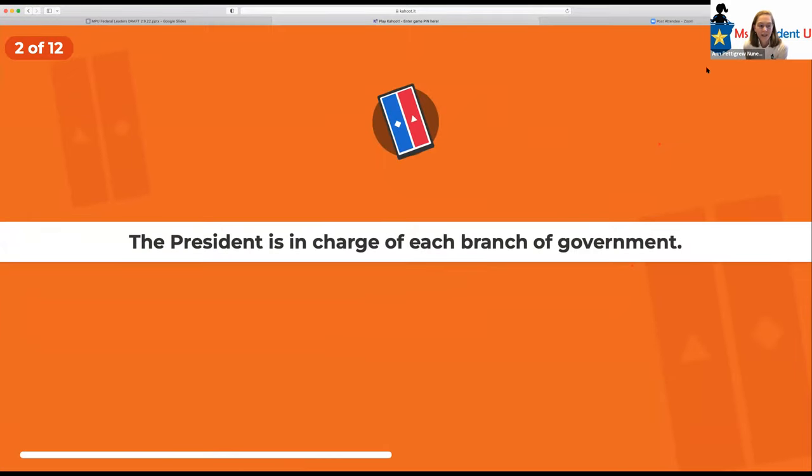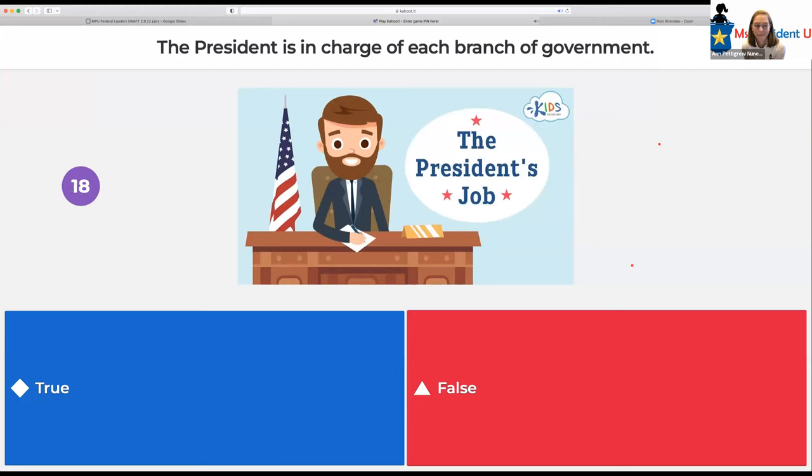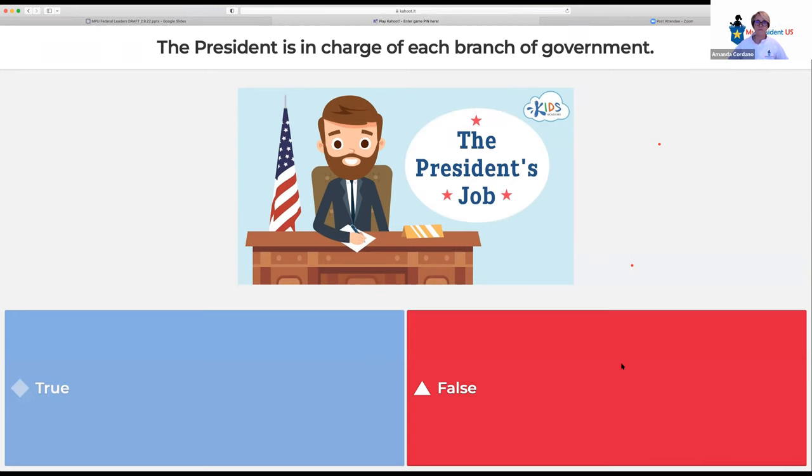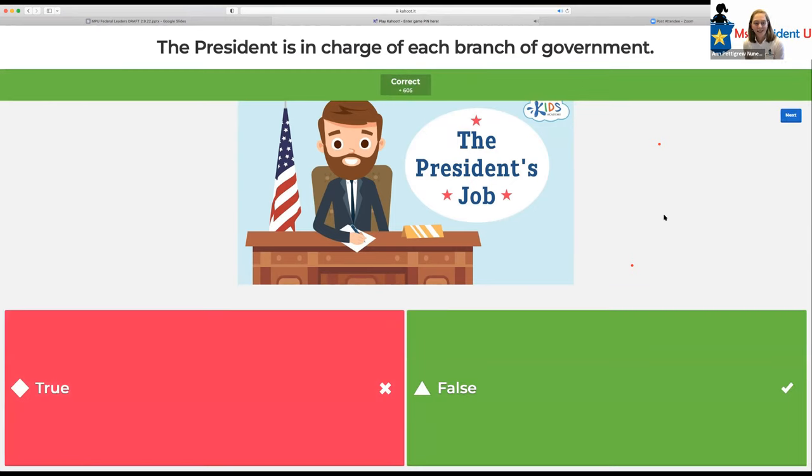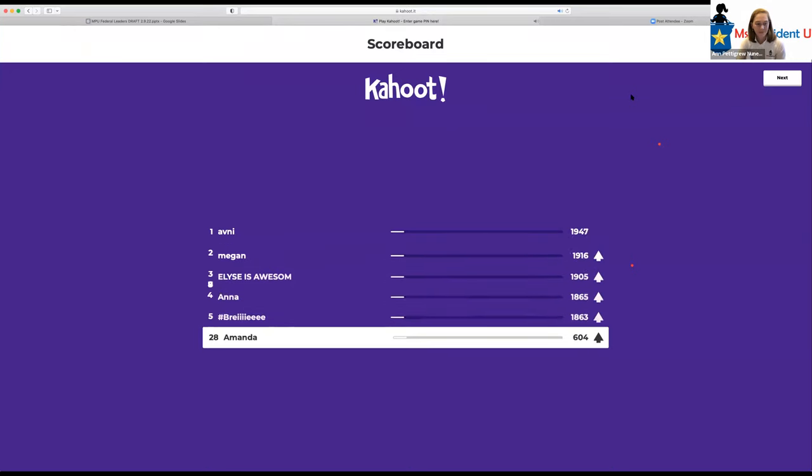True or false? The president is in charge of each branch of government. It gives you plenty of time. False. The president is the head of the executive branch. Ooh, yes, I see lots more players now. Awesome.